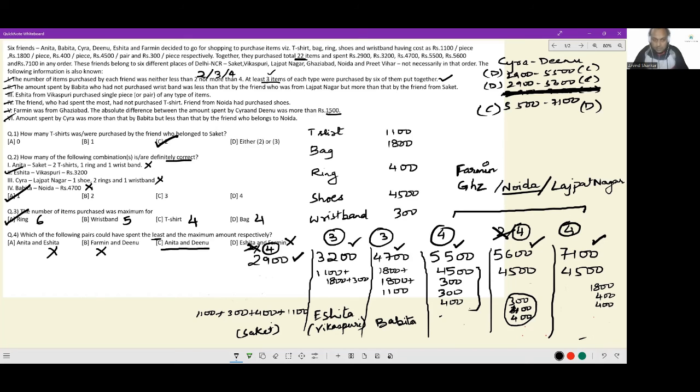Let's see if we can create a case with that. Like this. Let's say least amount is Anita here. If Anita is here, then the only case that works is Saira is here. Dinu is here. And Saira is here. So Dinu is from Noida. So that Farmin is from Ghaziabad. Saira is from Lajpat Nagar. And yes, this is a perfectly acceptable case. Everything is being satisfied. So the answer to the final question has to be option C.